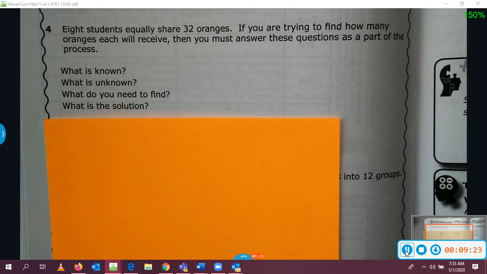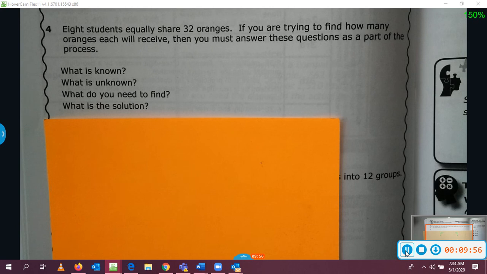8 students equally share 32 oranges. If you are trying to find how many oranges will each one receive, then you must answer these questions as part of the process. What is the known? We do know that we have 8 students, and we do know that they're trying to share 32 oranges. What is the unknown? We do not know how many oranges each student gets. Okay, and what do we need to find? We need to find how many times 8 will go into 32.